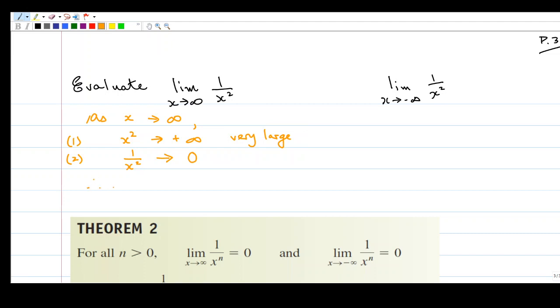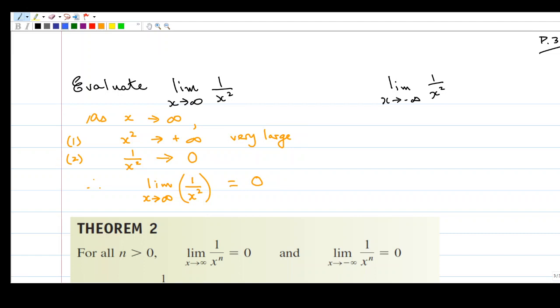Therefore, the limit as x approaches infinity of 1 over x squared will equal 0. Make sure you understand that. Now let's look at the next one.